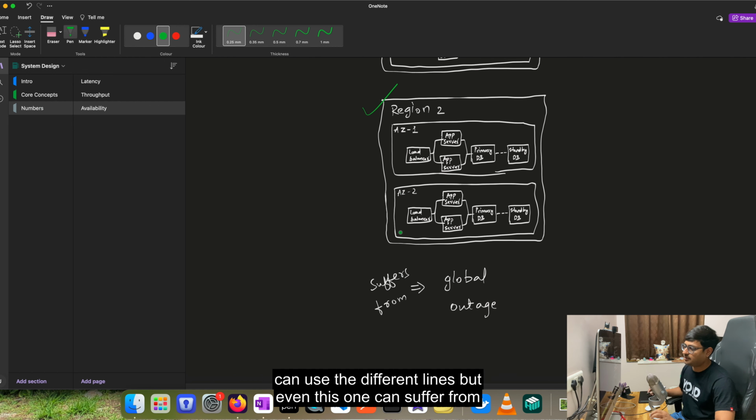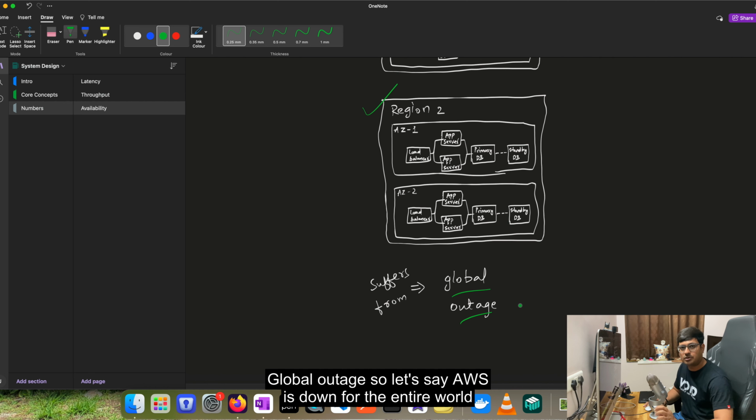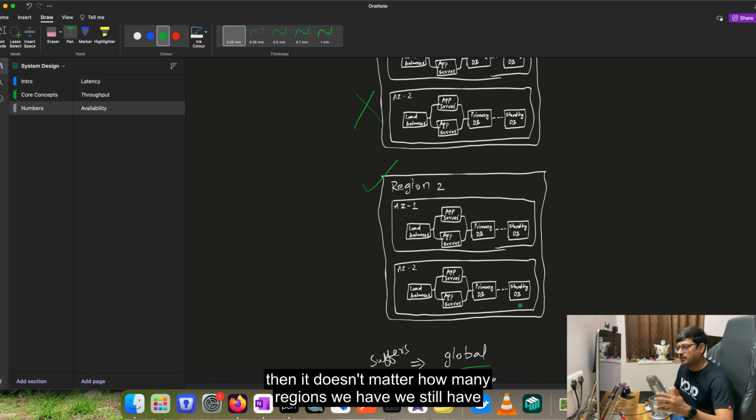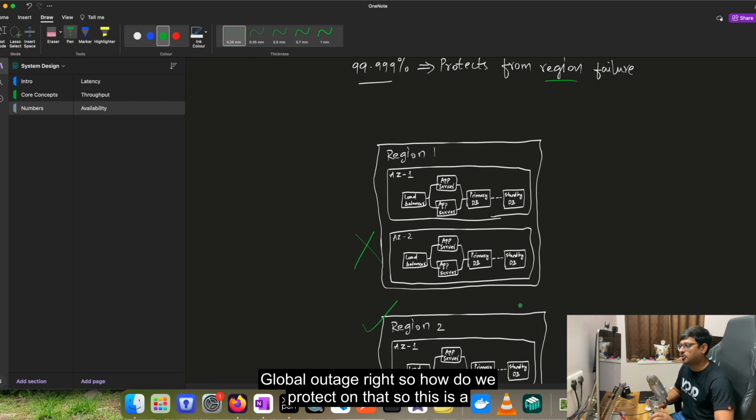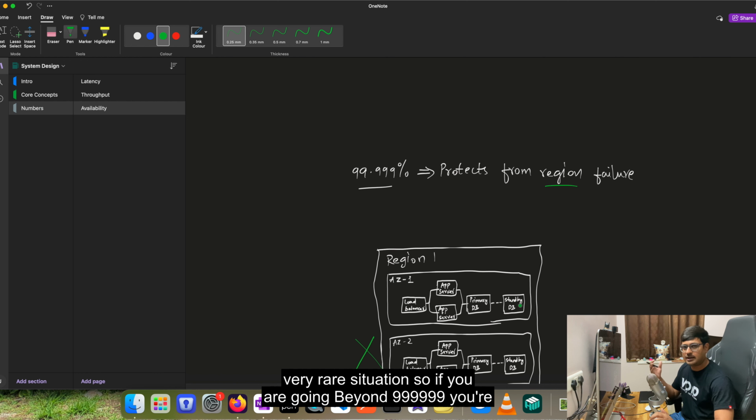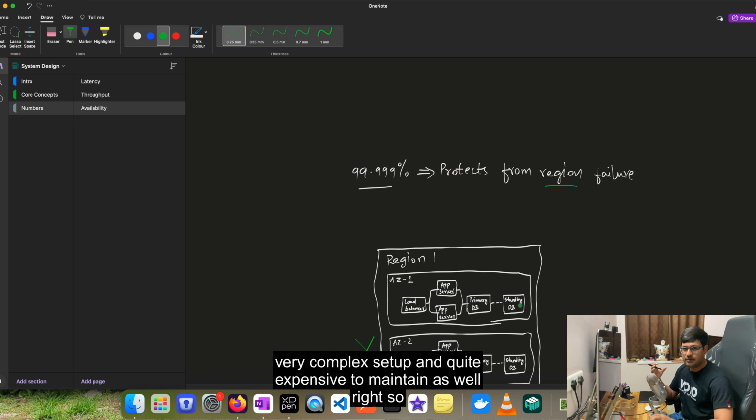But even this one can suffer from global outage. So let's say AWS is down for the entire world, then it doesn't matter how many regions we have, we still have a global outage, right? So how do we protect from that? This is a very rare situation. If you are going beyond 99.999%, you're looking at a setup with multiple cloud providers, and that is a very complex setup and quite expensive to maintain as well, right?